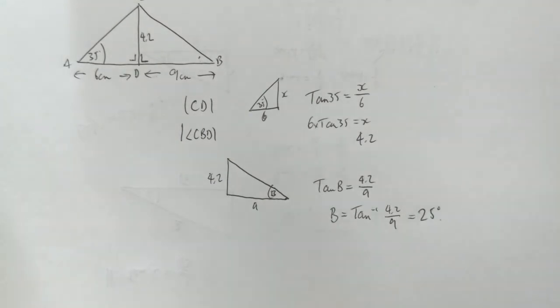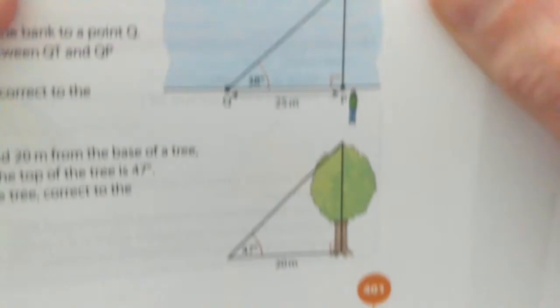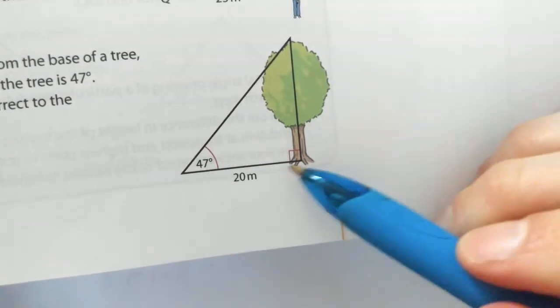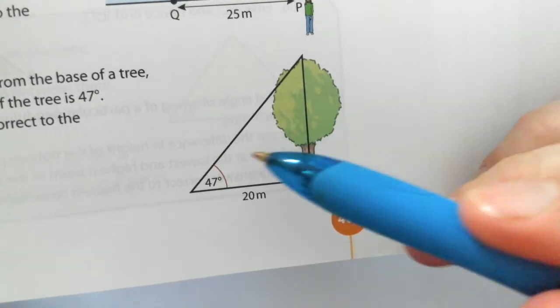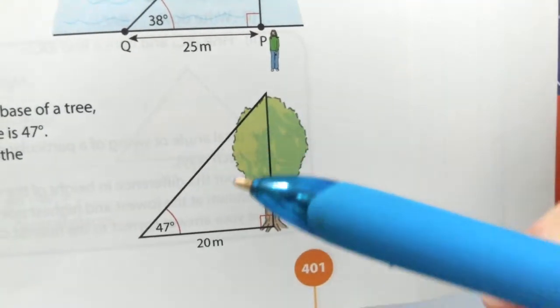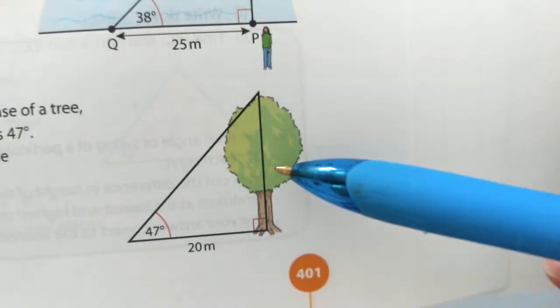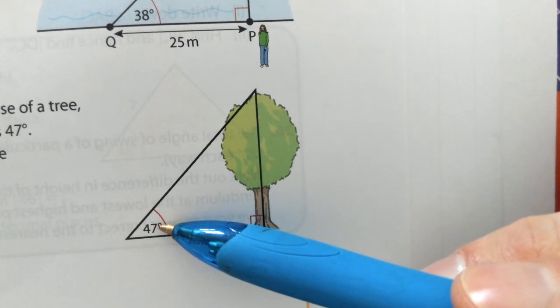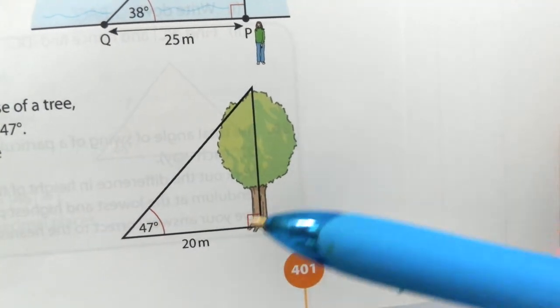Next one is the one for the tree. Here again, I would just draw the triangle separately. We want the height of the tree. I'm not going to do this one for you, right? So draw the triangle. We've got the adjacent, we want the opposite. So tan 47 equals x over 20. Multiply 20 to both sides.